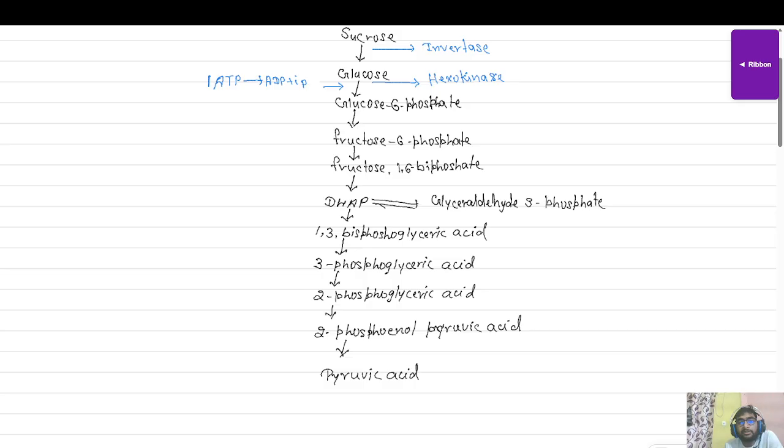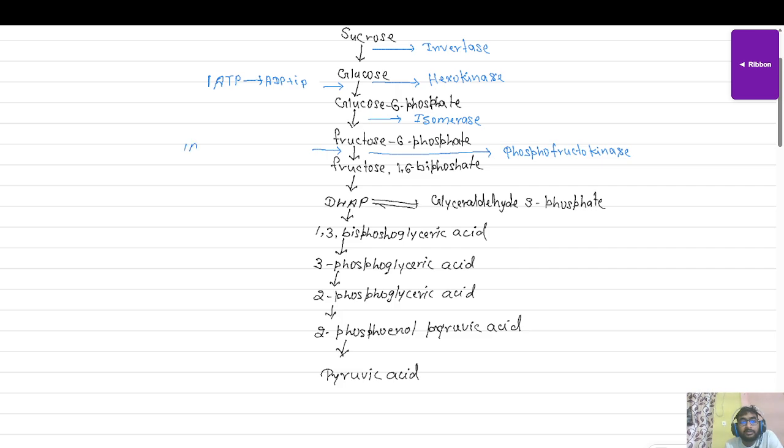In the next step, glucose 6 phosphate is converted to fructose 6 phosphate, under the effect of an enzyme known as isomerase. Further, when fructose 6 phosphate is converted to fructose 1,6 bisphosphate, one more enzyme is needed, known as phosphofructokinase. And in this step, one more ATP will be consumed.